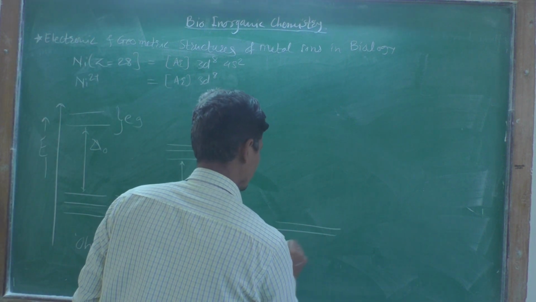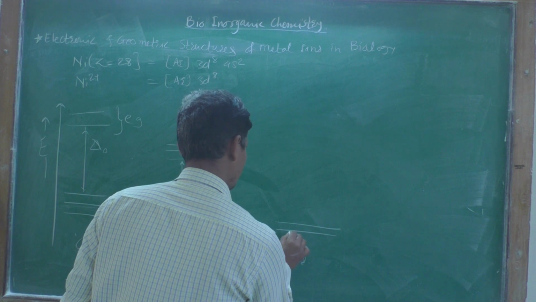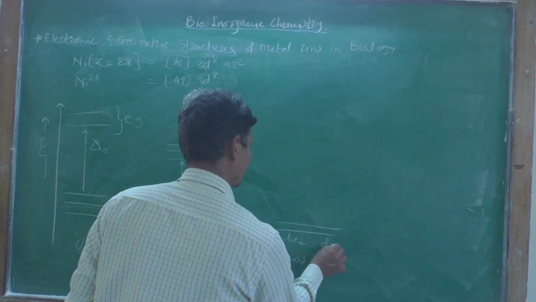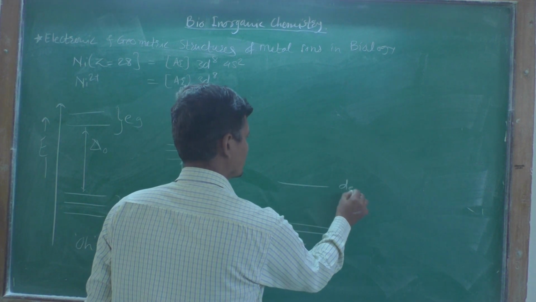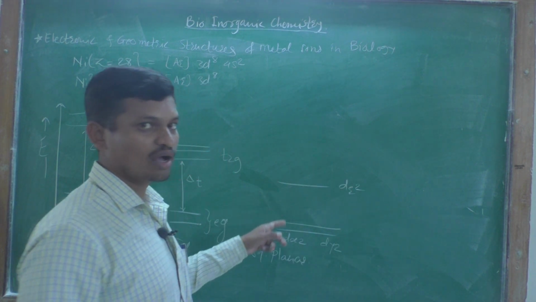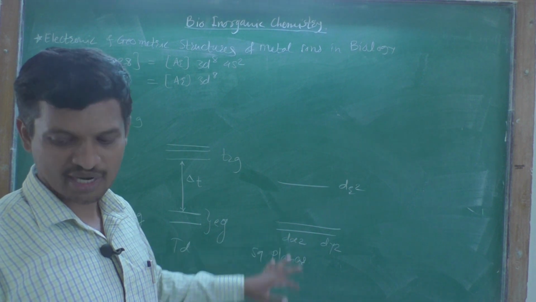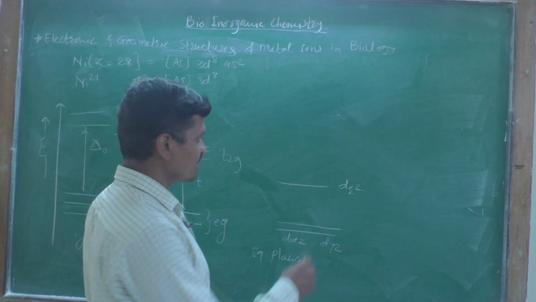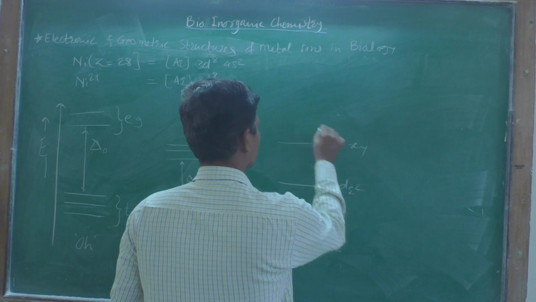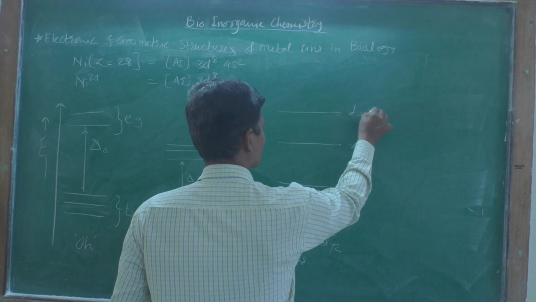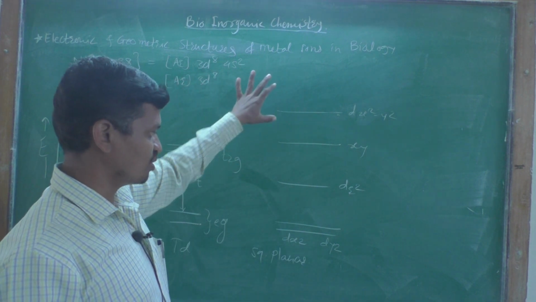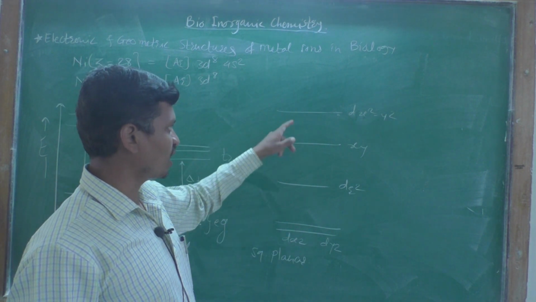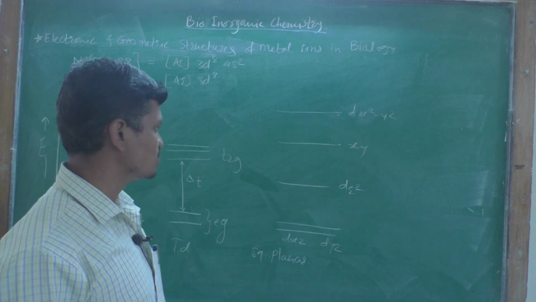Okay, so these are dxz and dyz orbitals. And this one is the dz square orbital of the central metal cation, whereas dxy and dx square minus y square have higher energy. So 1, 2, 3, 4 and 5 d orbitals have been shown here.